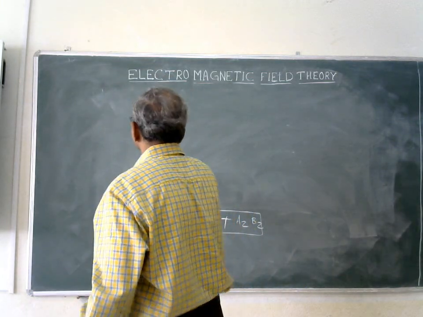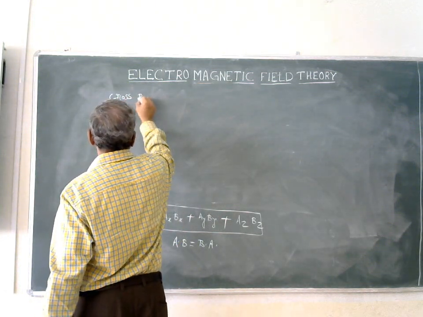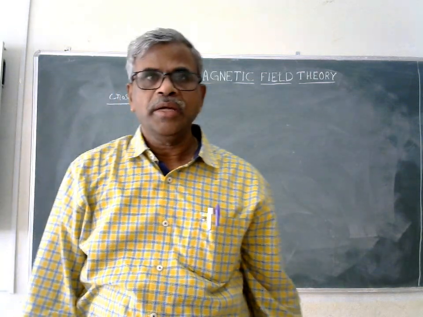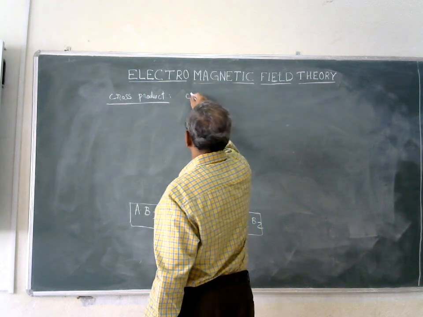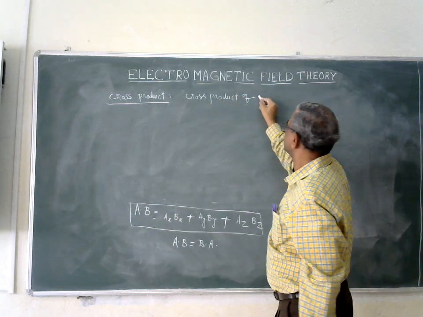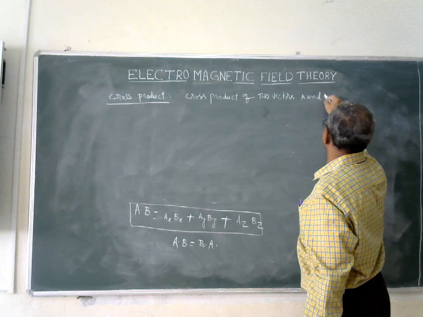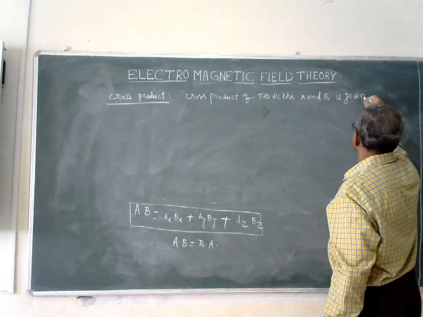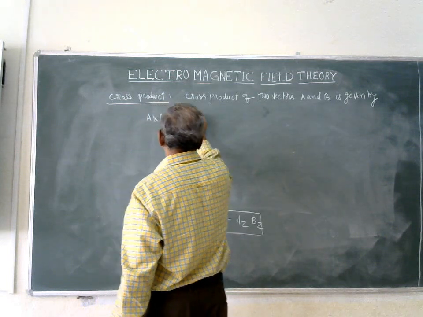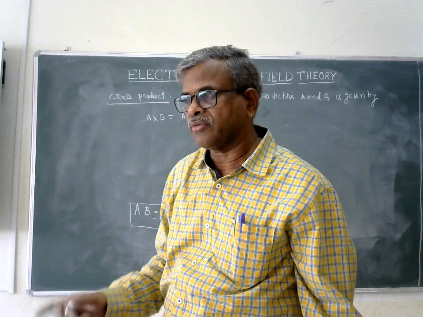Next one is cross product. The cross product of two vectors A and B is given by A cross B is equal to AB sin theta into AN, where theta is the smaller angle between the vectors A and B.